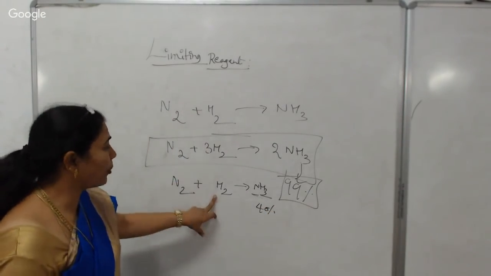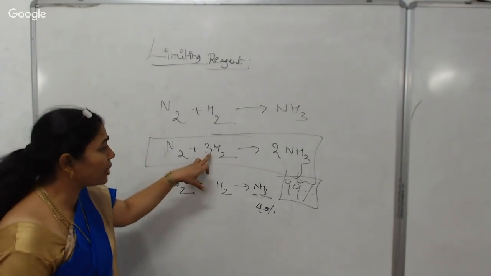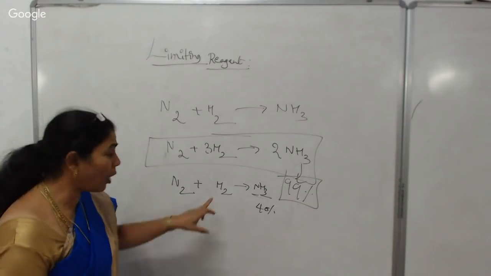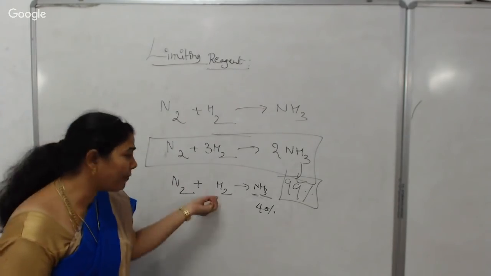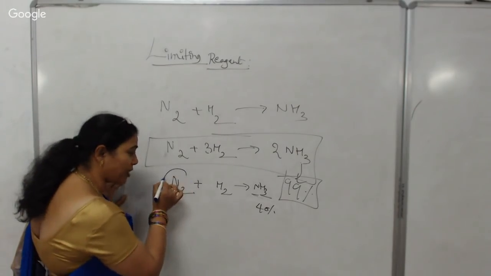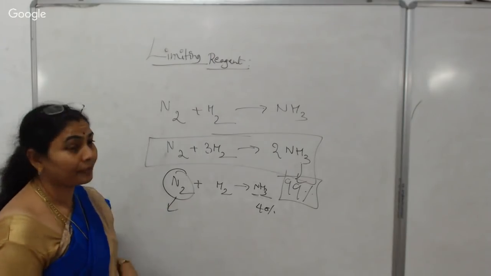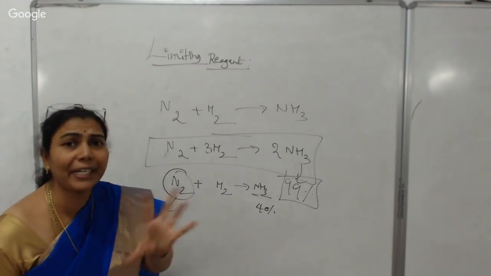So in this compound, you are taking very little hydrogen. Hydrogen actually you have to take 3 cups. But how many cups has she taken? Only 1 cup she has taken. You understand? So in this equation, nitrogen we will call an excess compound, and hydrogen is very limited.